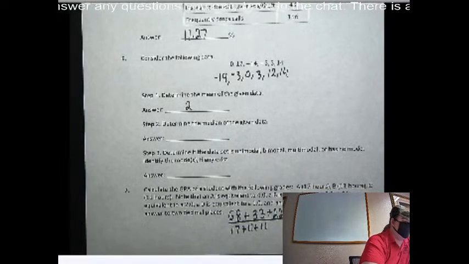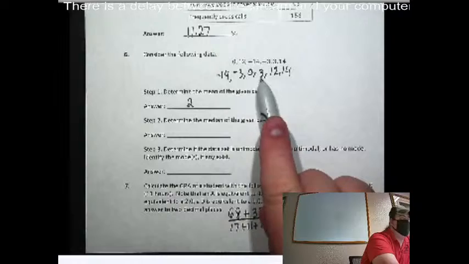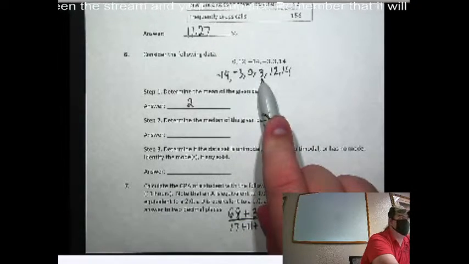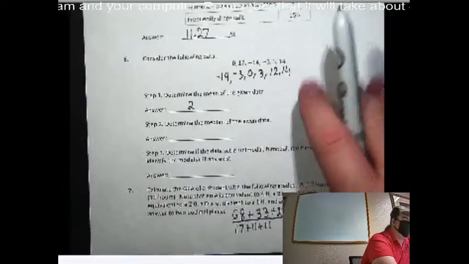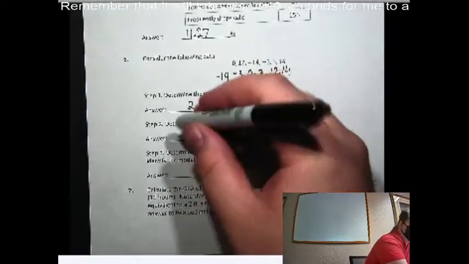Next, determine the median of the given data. So median is the middle number. And let's see, we have 0 and 3 in the middle here, so we need to find the number directly between 0 and 3. So we can add those two. 0 plus 3 is 3. Divide by 2, that's 1.5.